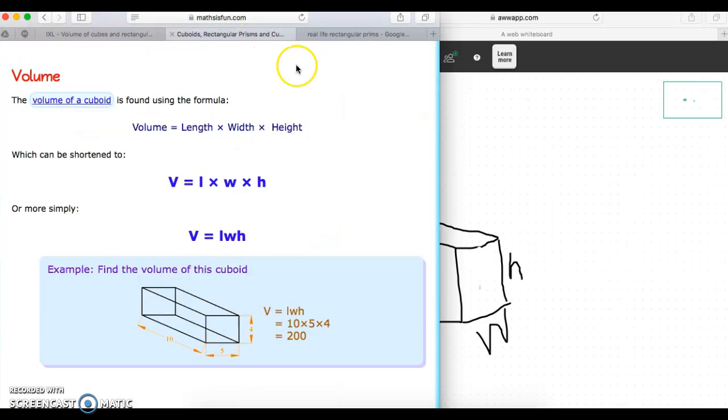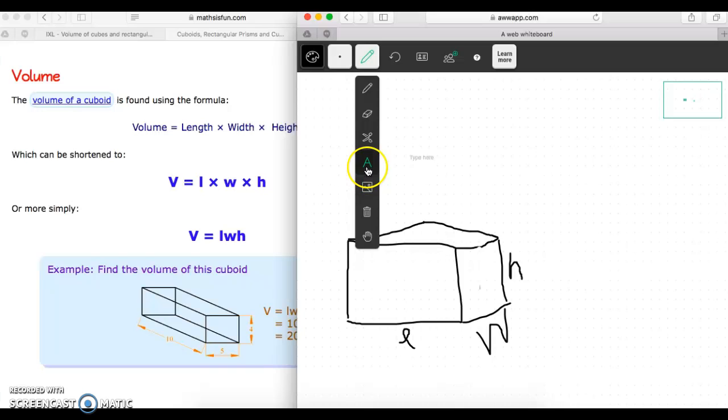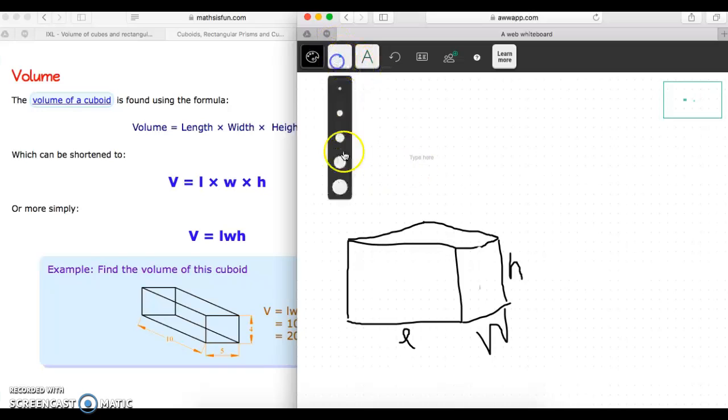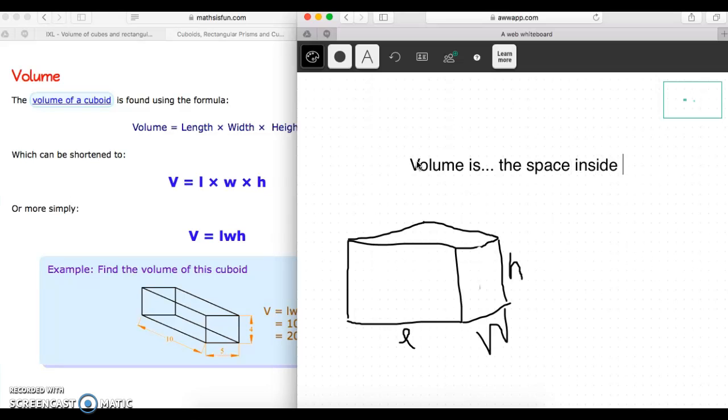So volume refers to, you're going to take some notes on your digital agenda here. You have the sentence starter. Volume is, we are going to say volume is the space inside a three-dimensional object. Whoops, that's not how you spell object. So it is the space inside a three-dimensional object. That is what comes after your sentence starter. I'll give you a couple seconds to write this down.